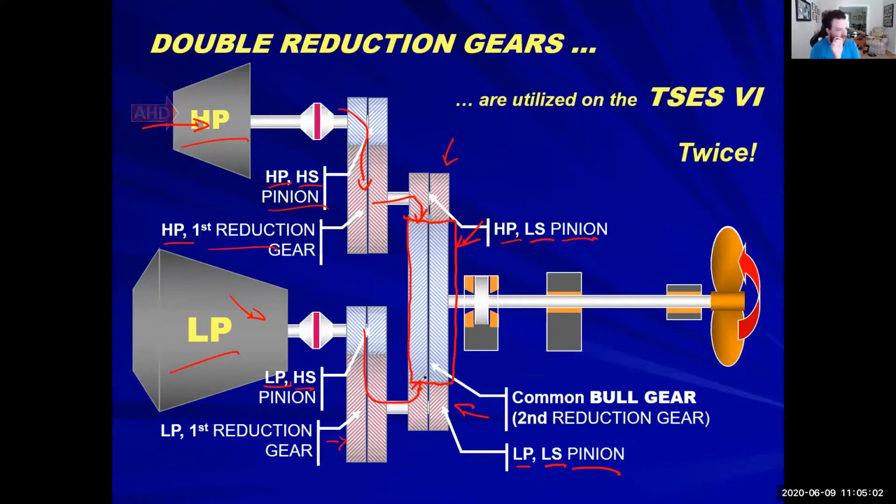But with the astern, the HP turbine is basically going to go for a ride. There is no decoupling. It's not like that's going to be geared off. The HP turbine is just going to spin in reverse with nothing going on. And that's about it.